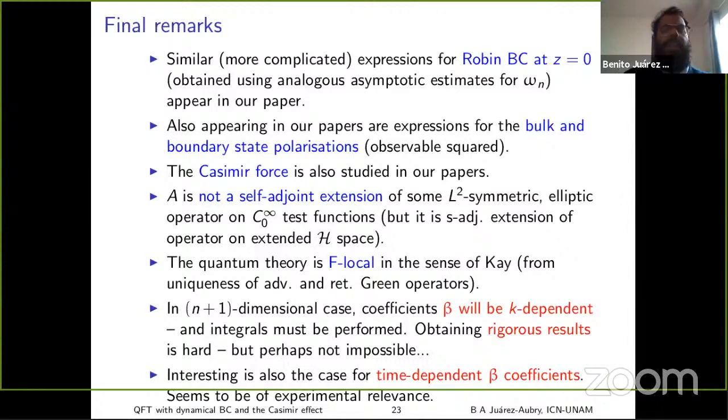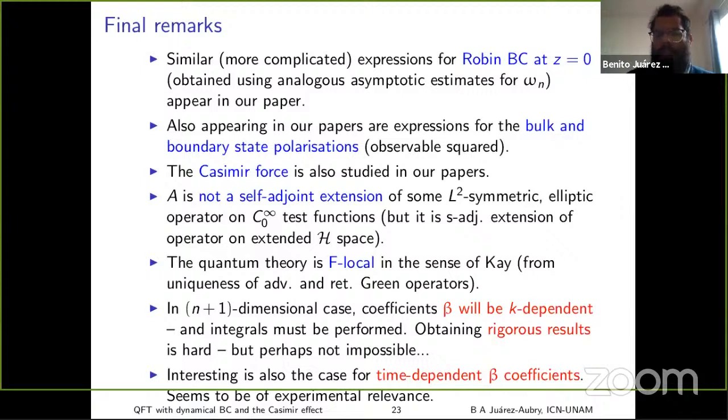From a mathematical point of view, it's interesting that the abstract wave operator is not a self-adjoint extension of some L2 symmetric elliptic operator on C naught infinity, which is what standard theory, according to people like Wald or Ishibashi, would be to impose boundary conditions. But it is a self-adjoint extension of some operator in some extended space. So there's some mathematical interest here. The theory is F-local, which is interesting for axiomatic quantum field theory. And well, you could ask the question, if you do this in more dimensions, it's probably difficult to obtain rigorous results, but perhaps not impossible.